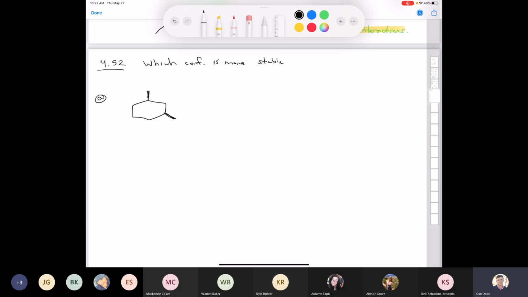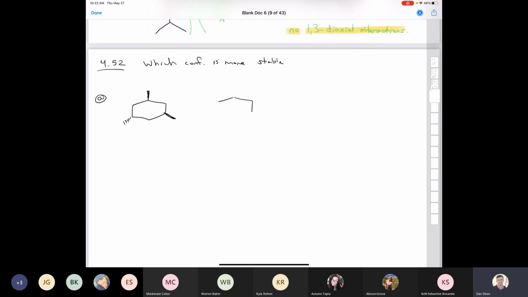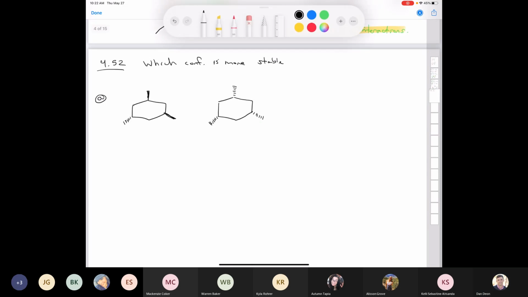Now, if you're really quick, and if you really understand the concept, you can answer these questions without drawing a chair. But since I'm the instructor and since we're learning this, I think the best idea would be to draw the chair. All right. So again, this is question 4.52. So we'll call the first one A. We'll call the second one B, just for fun, like that.